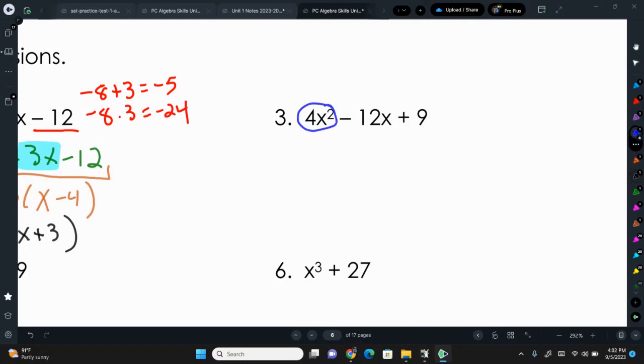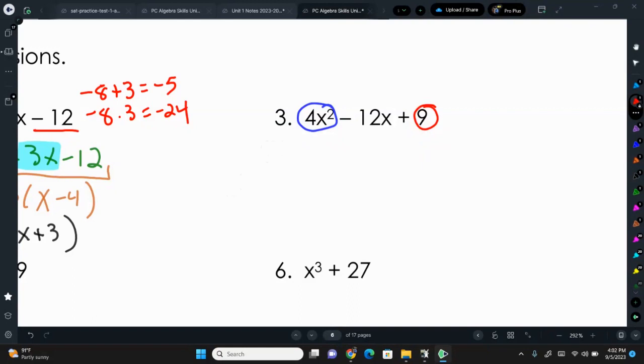I noticed that I can take the square root of the first term and get 2x, and I can take the square root of the last term and get 3. 2x times 3 is 6x, times 2 gives you 12x. So that is a clue that this is a perfect square trinomial.